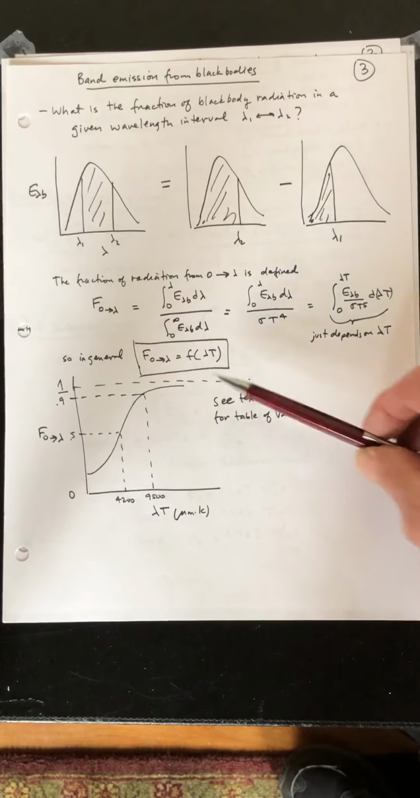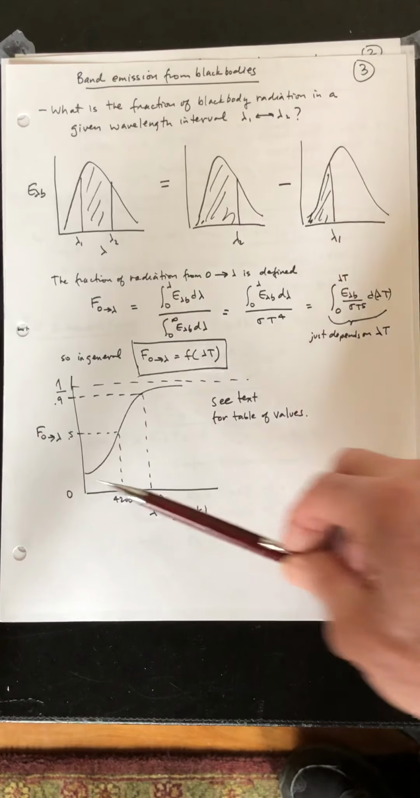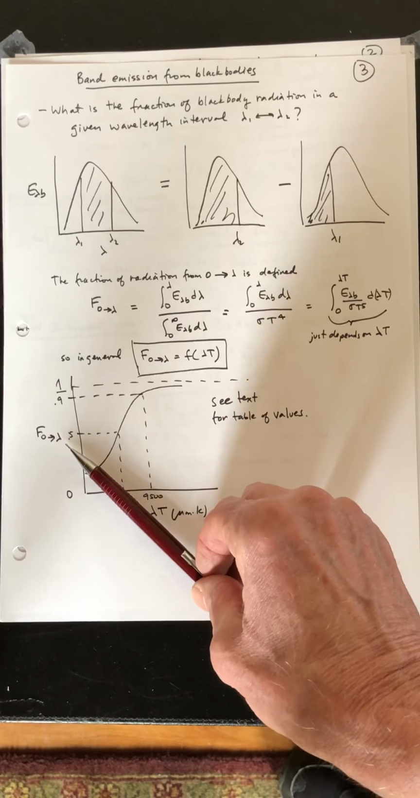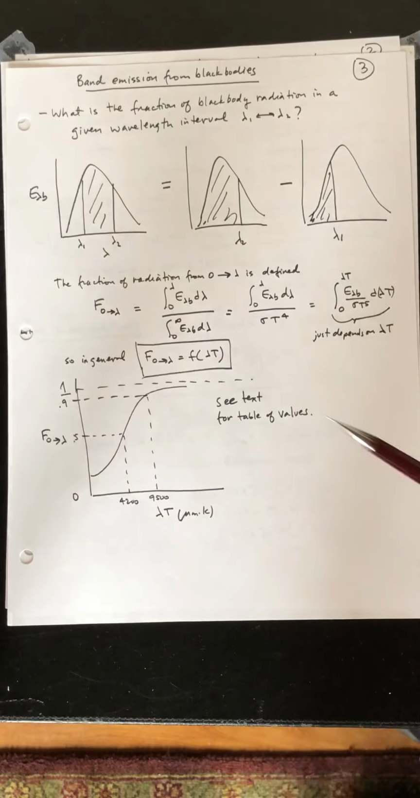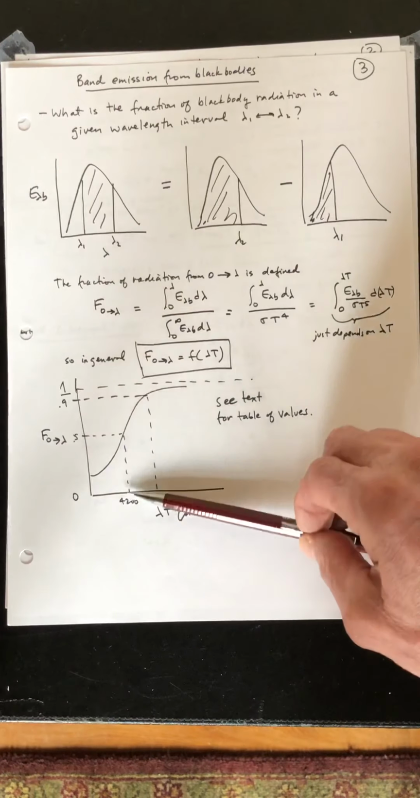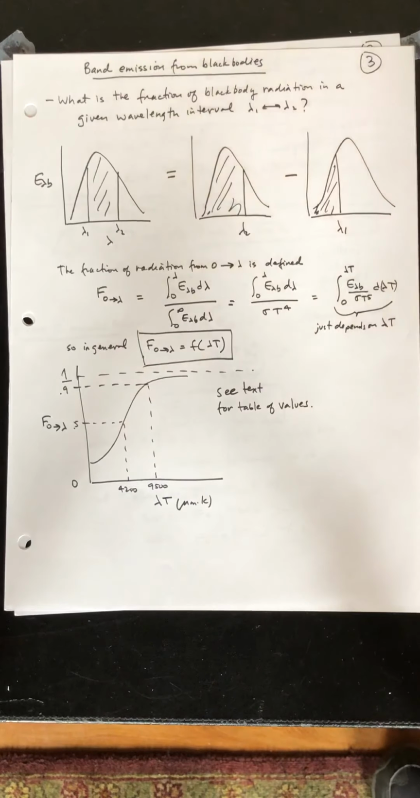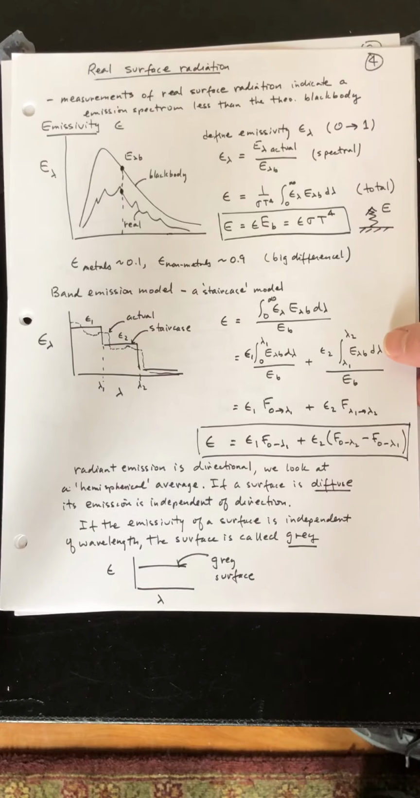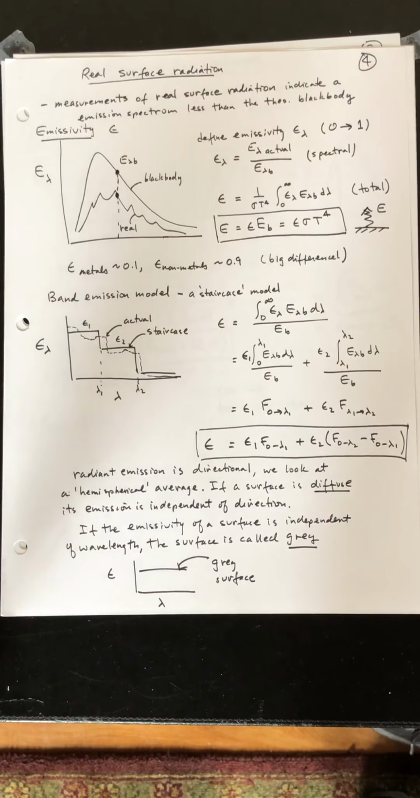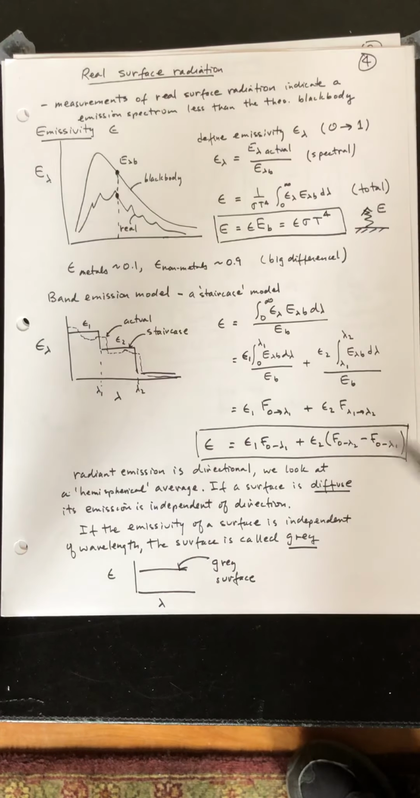And when people have solved that, then you end up with just a simple curve for the fraction of radiation from 0 to the wavelength of interest. It's just a function of lambda T. And there are values in the textbook for these band emission values. Now, let's get on to real surface radiation. And there are 4 really parameters we'll look at: emissivity, and then later we'll look at absorption, reflection, and transmission.